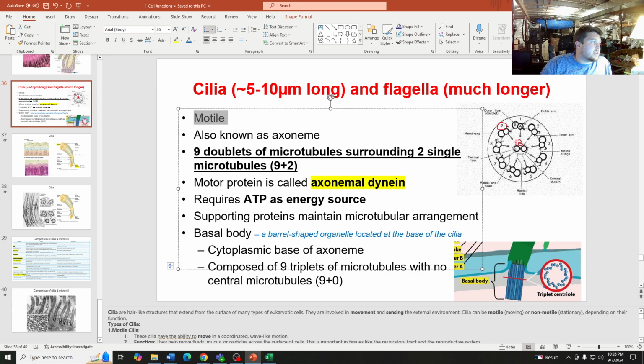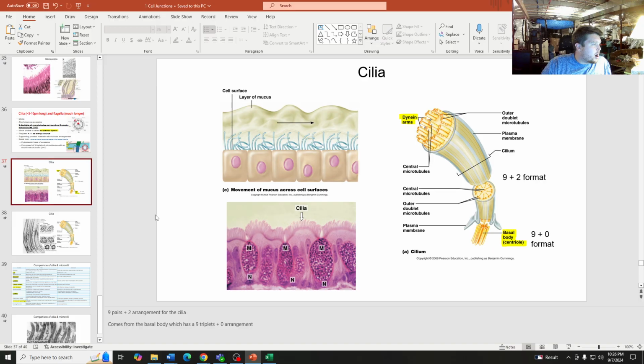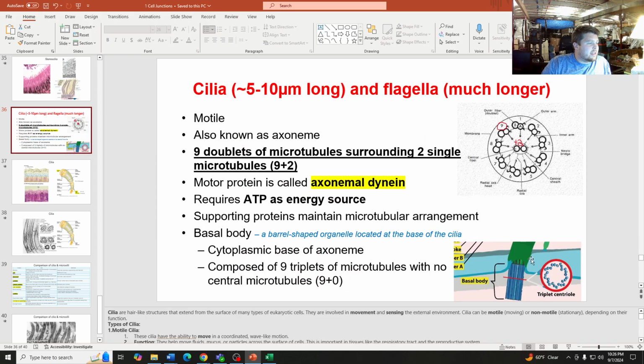These are motile, which means that they move. They're also known as axonemes. So if you see cilia or axoneme, it's the same exact word. The structure, the way that they're built up, is kind of two different parts. At the very base, we have the basal body. If we were to zoom really deep into the cilia, the very bottom has the basal body, also called a centriole, and there are 9 triplets of microtubules.